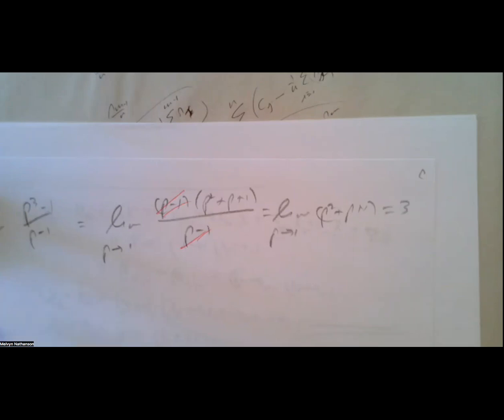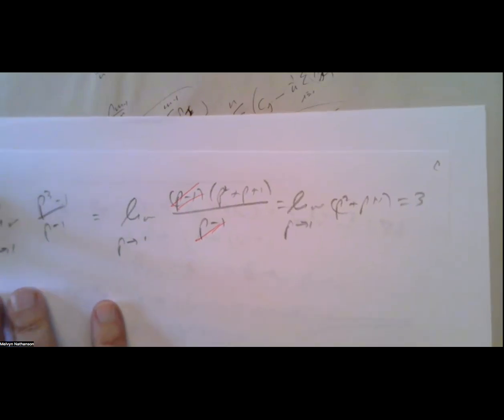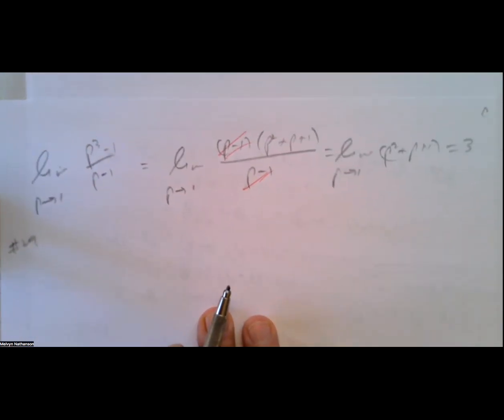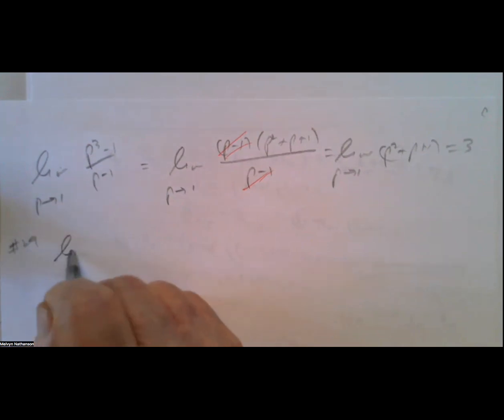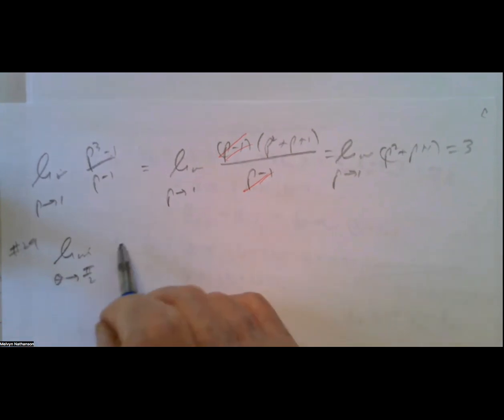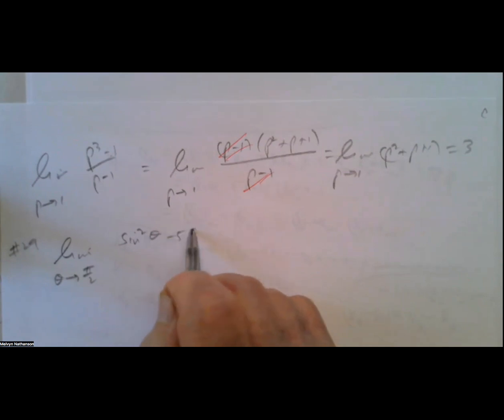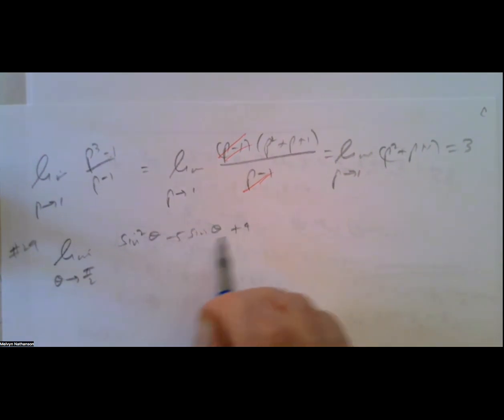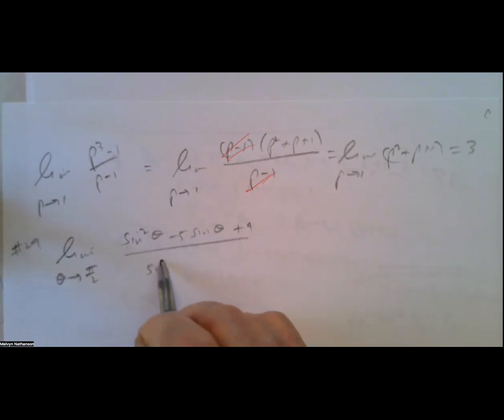And let's look at some others, which are maybe a little bit trickier, but you have to get used to these sorts of things. This is problem number 24. We have the limit as theta goes to pi over 2 radians, sine squared theta minus 5 sine theta plus 4 over sine squared theta minus 1.